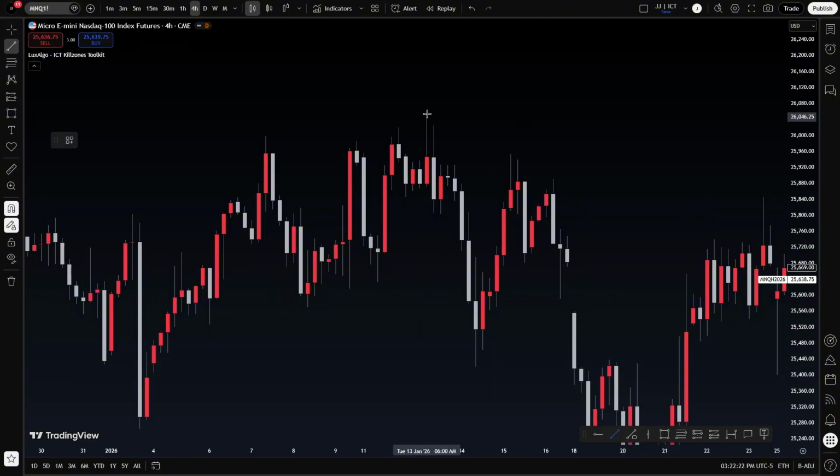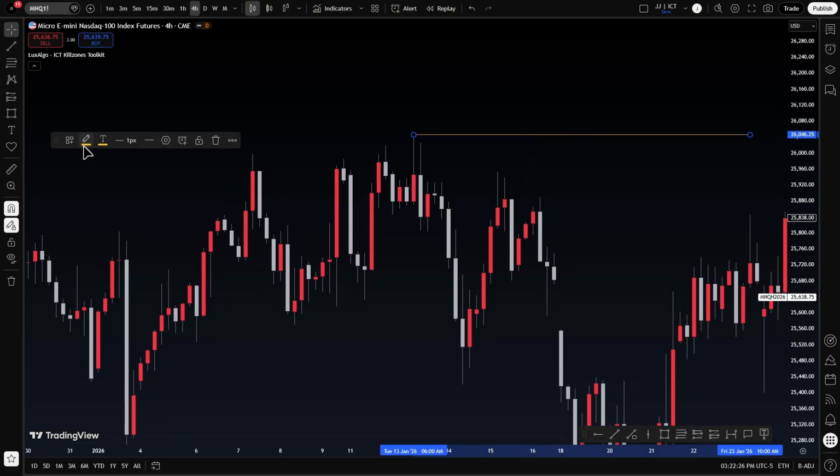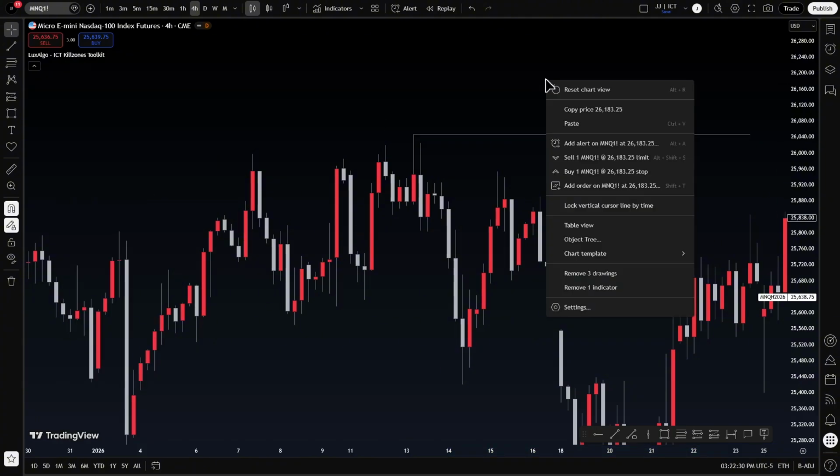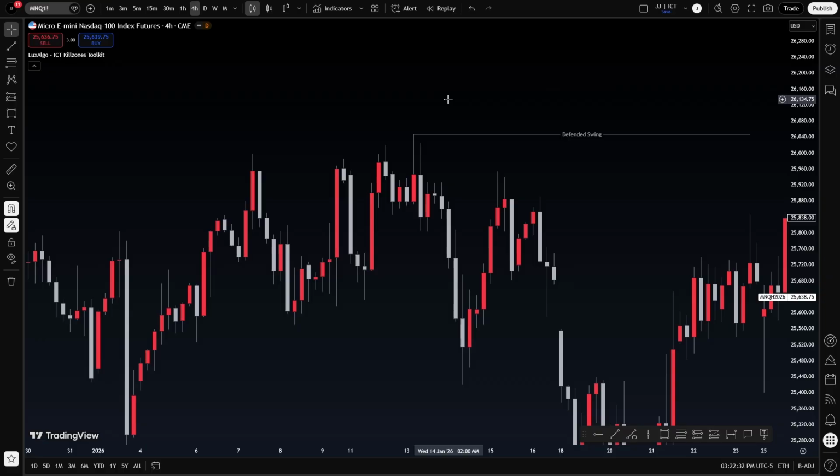Here we go. Let's draw this out. Boom. So this would be the defended swing. It's just a swing high or a swing low that has a bunch of price action around it. That's it. So this is the highest swing high because, if you're looking for a high, you want to look for the highest of the highs. Simple, right? This is the highest of the highs.